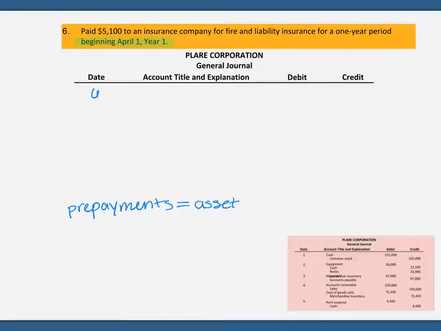So our journal entry here will be a debit to prepaid insurance, which increases that asset account, and then it's a credit to cash, because whenever we pay cash out, a credit decreases that account.